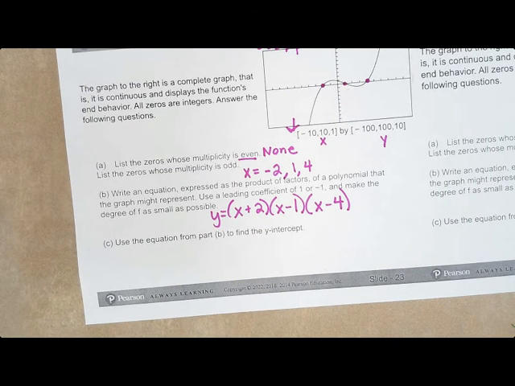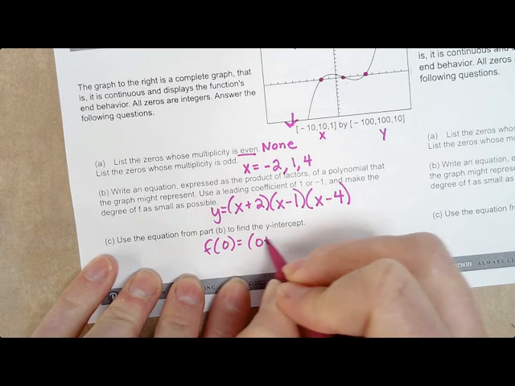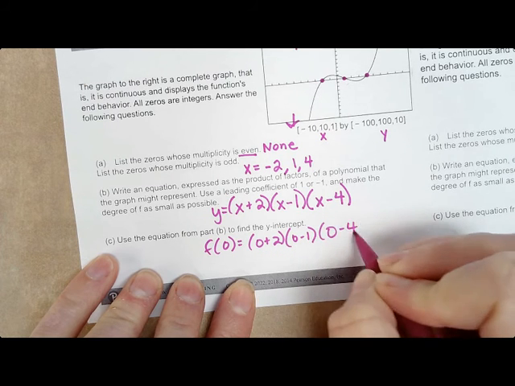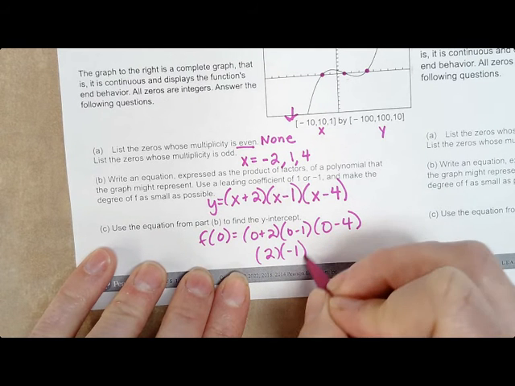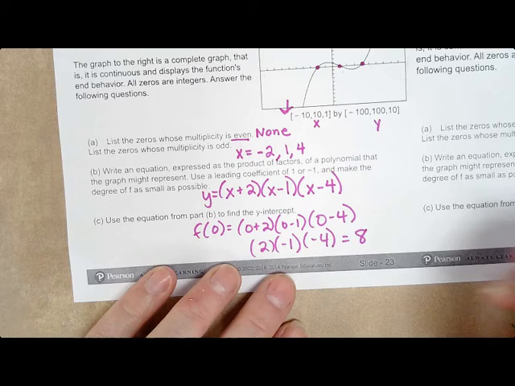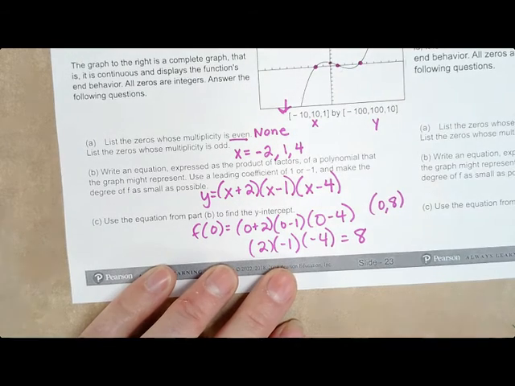Use the equation from part B to find the y-intercept. So to find the y-intercept, that is when x equals 0. So we will say f of 0 equals (0 plus 2)(0 minus 1)(0 minus 4), which is 2 times -1 times -4, which gives us 8. So the y-intercept could be (0, 8). So that looks about right. Looks close.